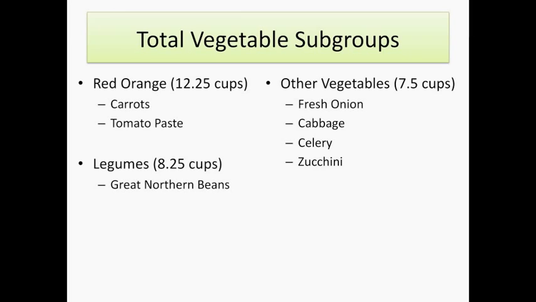We then break the vegetables up into vegetable subgroups and determine vegetable subgroup totals for the whole recipe. Under red-orange vegetables, we have a total for carrots and tomato paste. Under legumes, we have a total for just the Great Northern beans. And under other vegetables, we have a total for fresh onion, cabbage, celery, and zucchini.